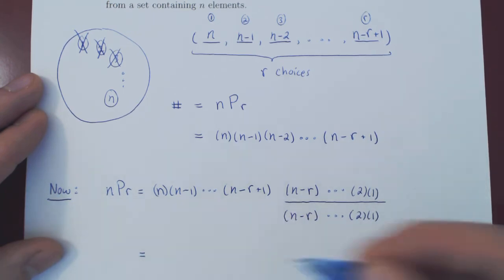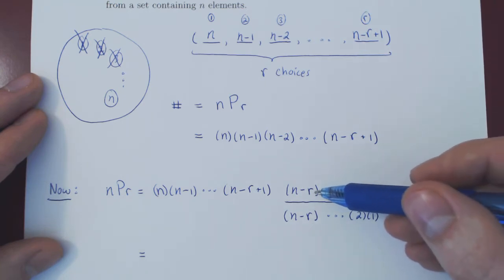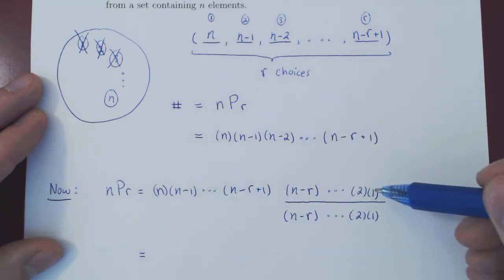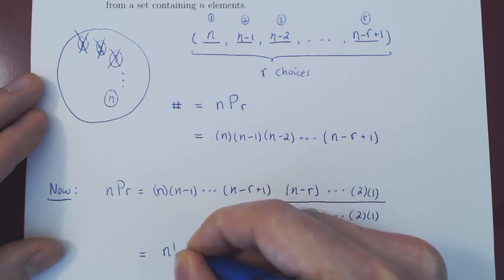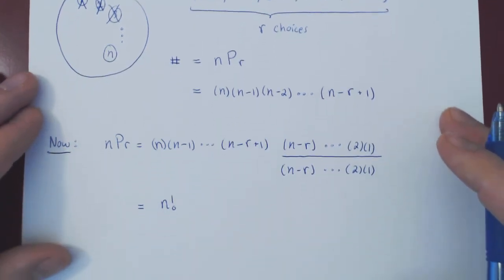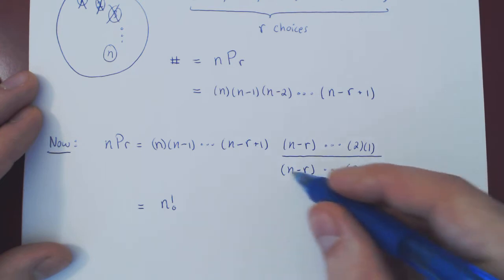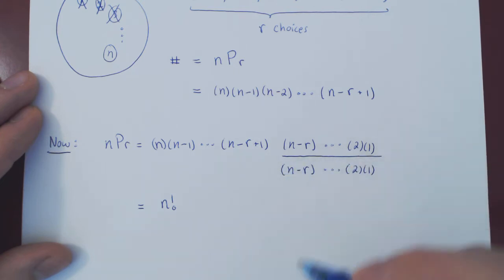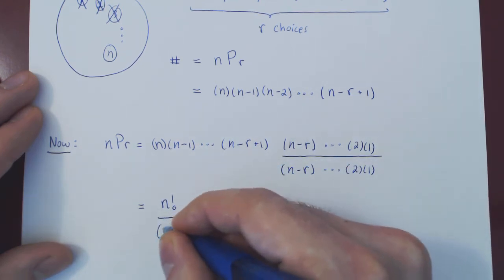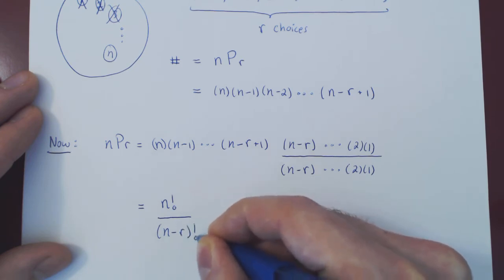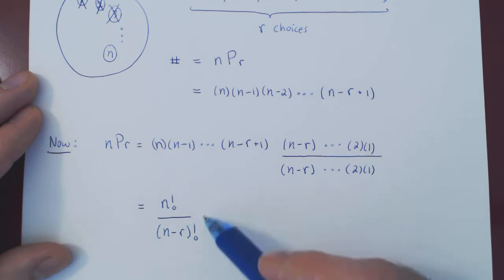But now if you look at this, it can be written quite concisely. Start from here. 1 times 2 times 3 times 4 all the way up to n. This is the product of the first n positive integers. This is by definition simply n factorial. And look at your denominator. 1 times 2 times 3 times 4 all the way up to n minus r. This is the product of the first n minus r positive integers, and by definition, therefore, is n minus r factorial. So there you go. nPr is simply n factorial over n minus r factorial.